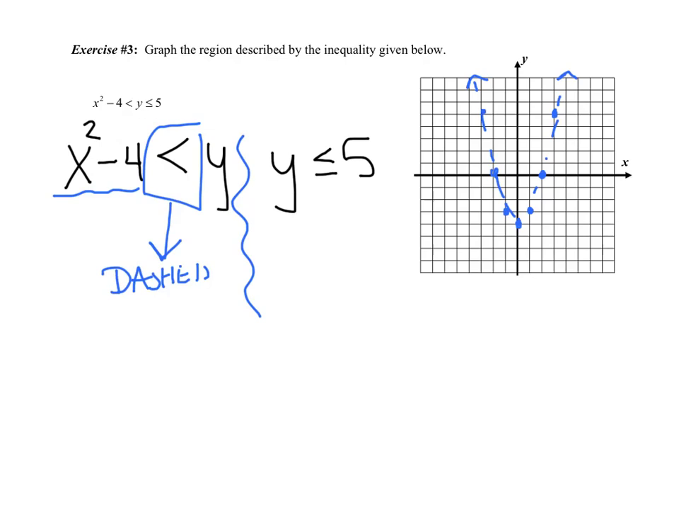And lastly, I just need to test a point. So remember, you can pick anybody that is just not on this line. And again, I'm going to go 0, 0. That's an easy point for me to do my math on. So I'm going to test 0, 0. 0 squared minus 4 is less than 0. So I said negative 4 is less than 0. Is that true or false? Is negative 4 less than or smaller than 0? Hopefully you're saying that is true. So I'm going to shade where I saw 0, 0.